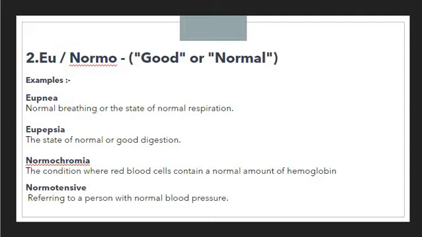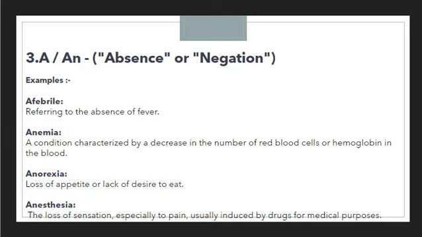Now we will move to the next prefix, which is a or an. This prefix is mainly used to show absence or negation. Okay, let's see the example. Afebrile. Afebrile means referring to the absence of fever. Whenever a patient is not suffering from a fever, in that case we will use this term afebrile. There is no fever, right?